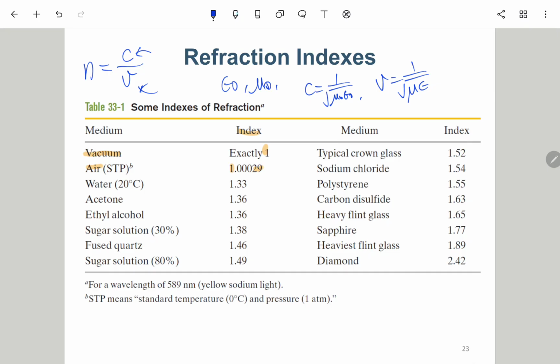And then for water, it is 1.33, or 4 over 3, and then some other materials. Here the diamond has a much greater index of 2.42. So that's why ladies like diamonds, because they can actually reflect the light, so the diamond looks very charming. So yeah.